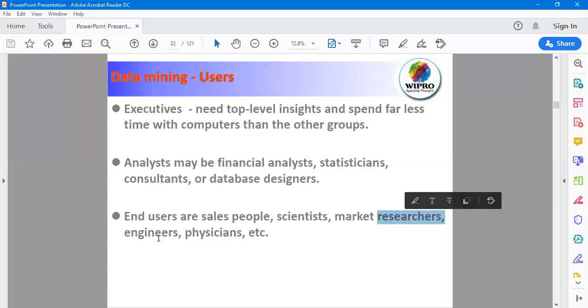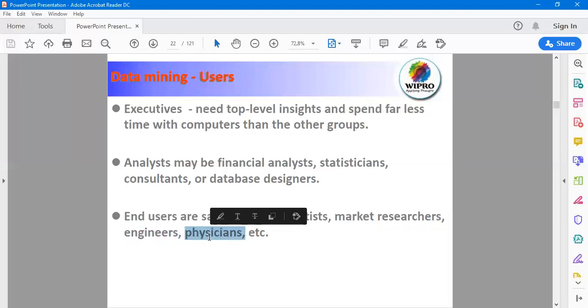So engineers also do that, and even physicians, right? Physicians also, data mining is very, very popularly used. If you try to develop a machine learning algorithm to solve a health issue, you need to first test that machine learning algorithm on n number of data, and there the data mining application will get integrated with the machine learning algorithm.